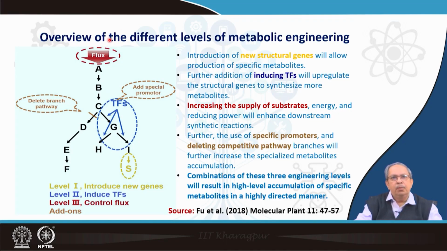Now, let us make an overview of different levels of metabolic engineering. Say, introduction of a new structural gene will allow production of specific metabolites. So, this is the structural gene, shown in yellow. If you introduce it here, this will produce the new product. So, this is level 1.